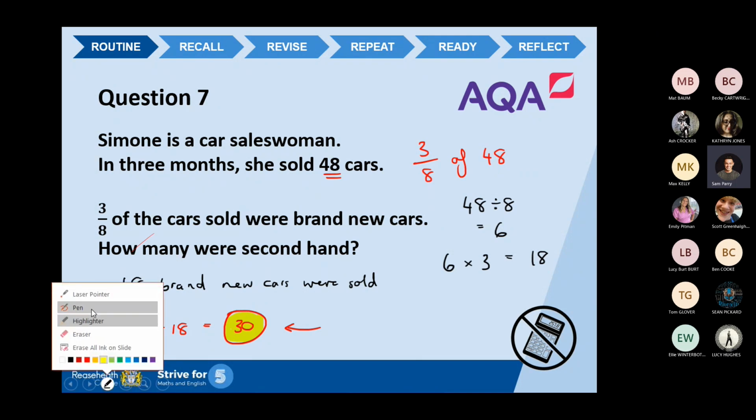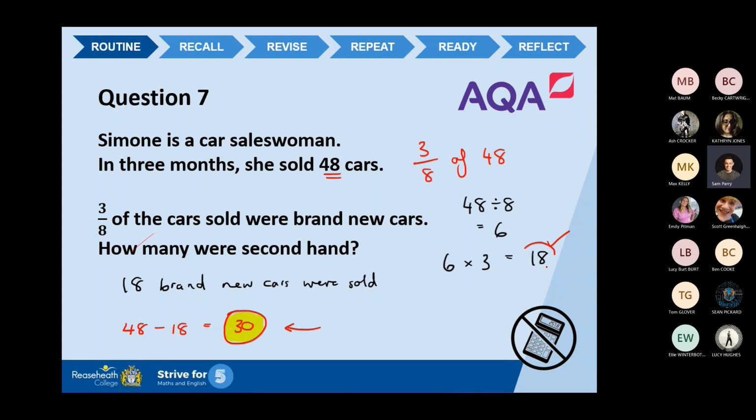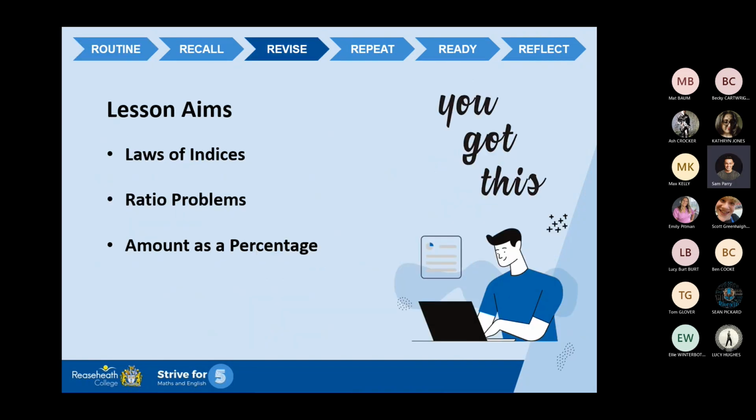But you would pick up, that's probably a 2-mark question. 1 mark for working out 18 brand new cars, and then doing the subtraction gets you the 2nd mark. So make sure you take your time with those questions and read carefully, because the important bit of information there was that it was the second-hand cars that we needed to know about rather than the brand new ones. I didn't used to do this as a student, but it's something I do more now: definitely highlight keywords in a question. So 48, 3/8, second. Highlight what's important, and it allows your brain to focus on relevant details rather than irrelevant details.